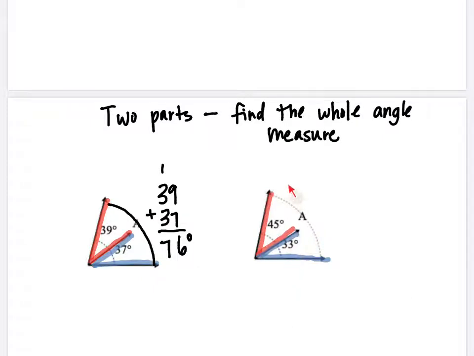Let's look at this next one. If the red angle is 45 degrees and the blue angle is 33 degrees, and they're asking me to find the measure of angle A, that's the whole measure, we would need to add the two parts together to find the whole. So one angle's measure is 45 degrees, the other one is 33 degrees. If I add those together, I get 78 degrees. So the measure of angle A right here would be 78 degrees.